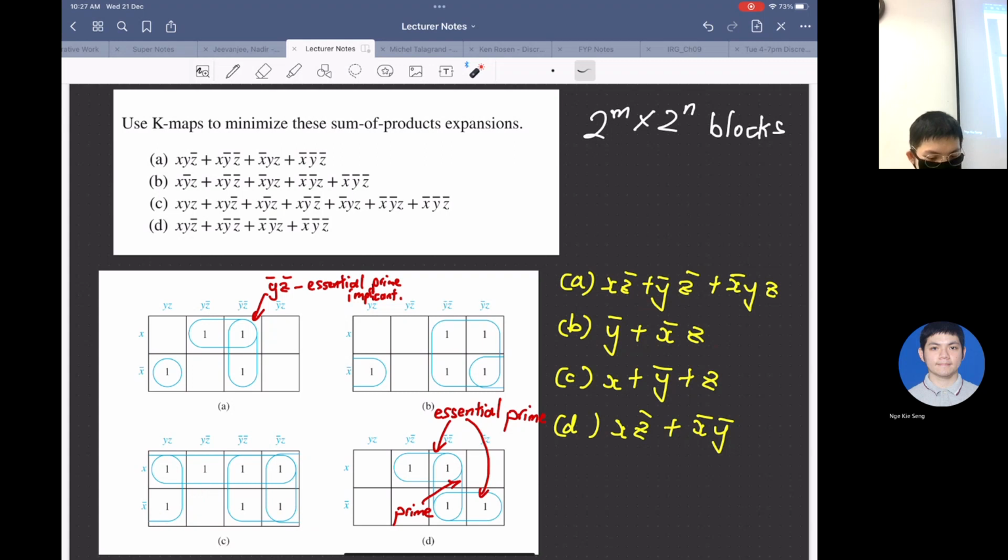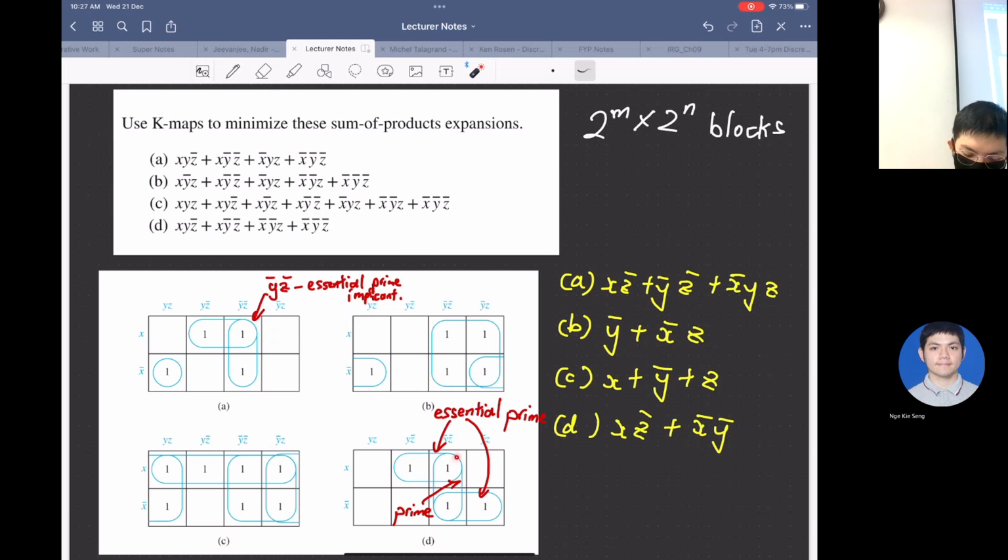D here is a bit interesting. D here has three blocks. So which block do you pick? Do you need to pick all of them? No. You don't need to pick all of them to cover all the ones. You only need to pick enough blocks to cover all the ones.